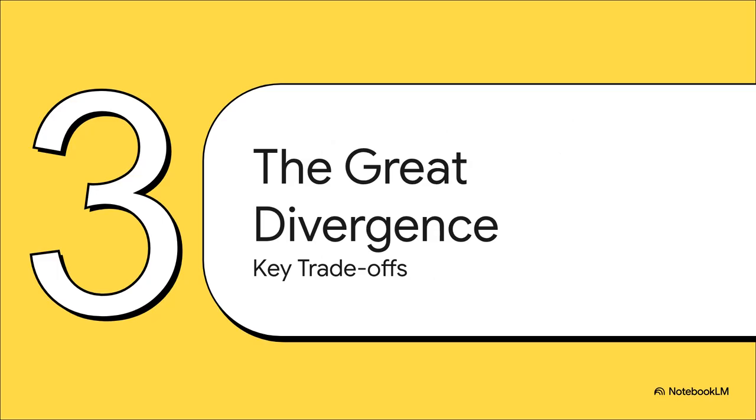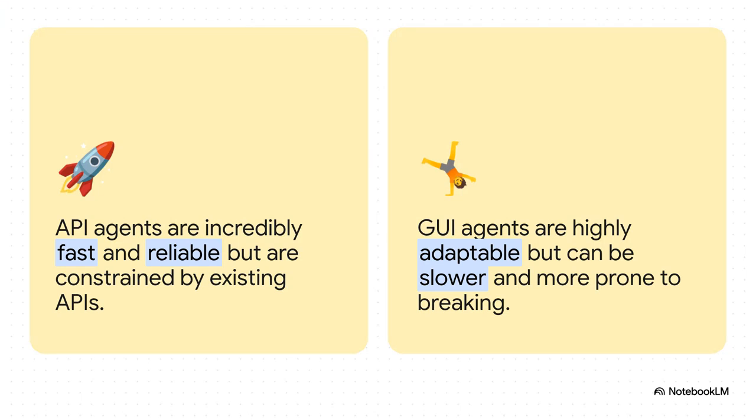Okay, so this fundamental split between text and pixels, it creates a really critical set of trade-offs. It's that classic battle, speed versus flexibility, and the choice between them has huge implications. This really gets to the heart of it.